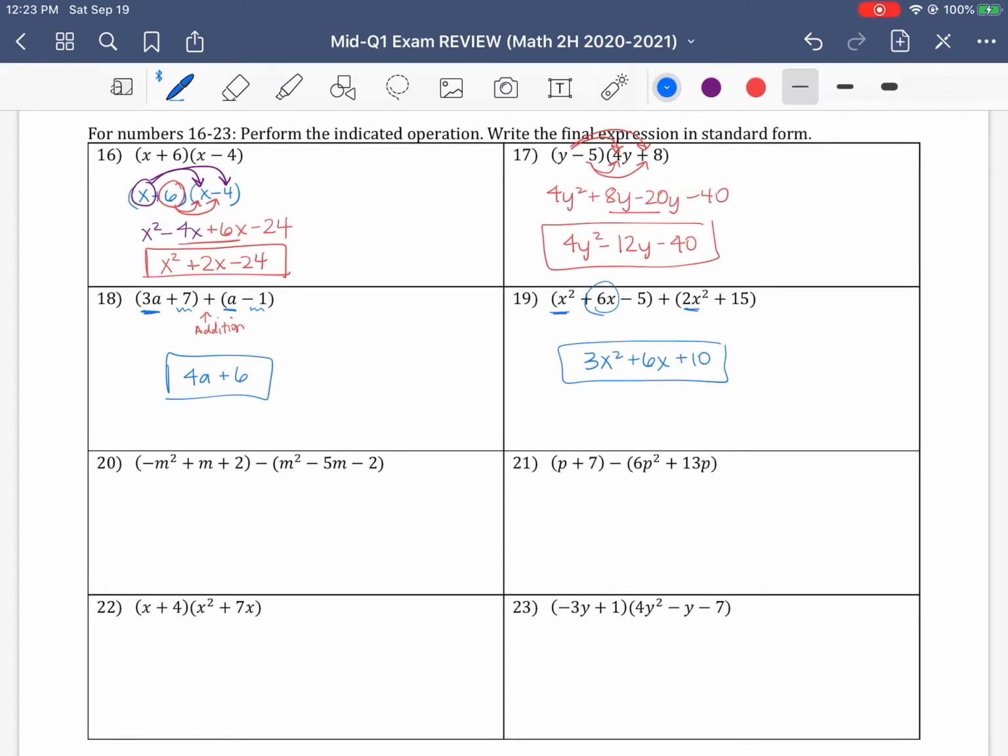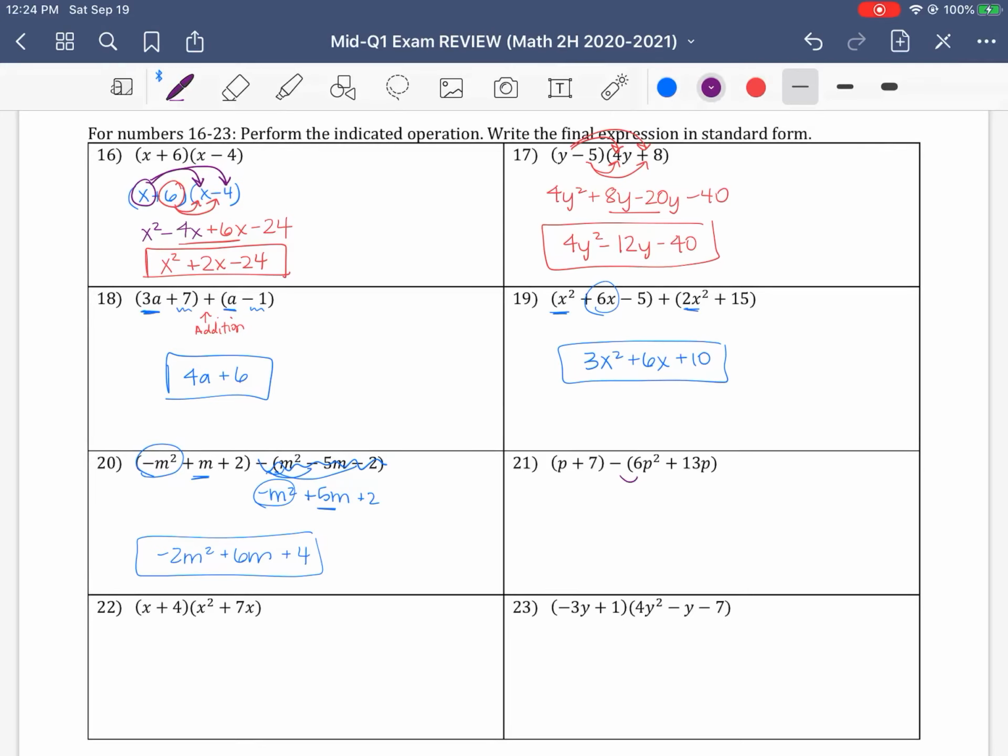Number 20 is subtraction, so we want to make sure that we take care of that negative first, right? It's going to affect that second polynomial, so that's like a negative m squared, a positive 5m, and a positive 2, and then we're going to combine like terms. So we've got a negative m squared and a negative m squared, which would give me negative 2m squared. Positive m plus 5m is 6m, and then the 2 plus 2 would give me a 4 there at the end.